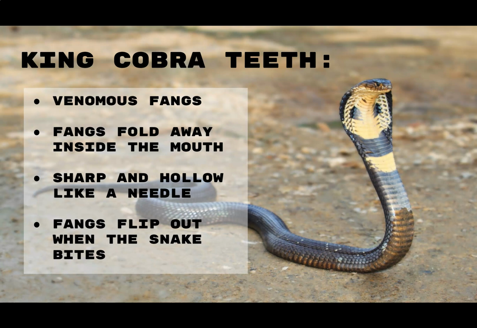Not only is the venom an adaptation to help it hunt its prey, but also the fact that the fangs fold away inside the mouth helps keep the snake safe by preventing it from getting its fangs caught on anything or from poking itself or anything that it doesn't want to poke with its fangs. So it keeps them tucked away so that they're nice and safe until they're ready to be used.